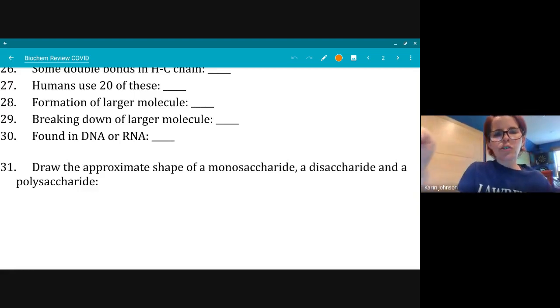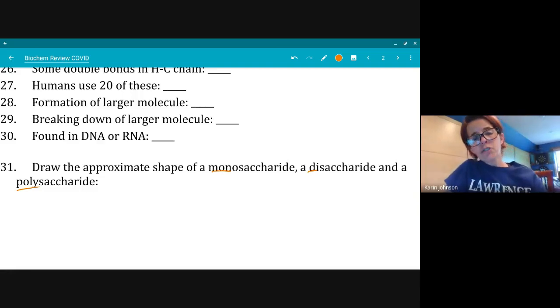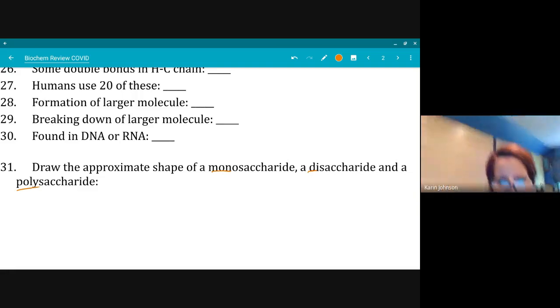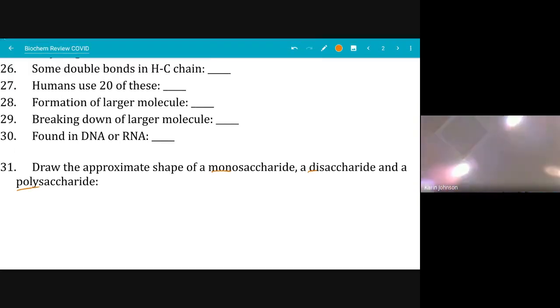Okay, so this says draw the approximate shape of a mono, single sugar, di, double sugar, and a poly, three, saccharide. So all you need to do for these diagrams is just draw hexagons. So I'm going to fold my computer over, and you won't be able to see my face for a few minutes, but here we go. You're going to face up at the ceiling.